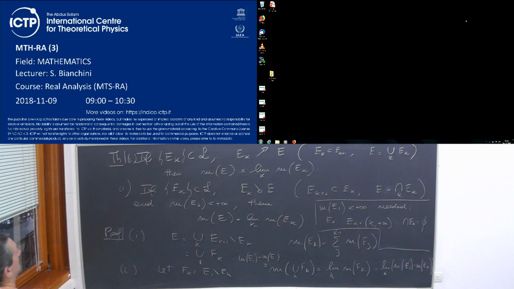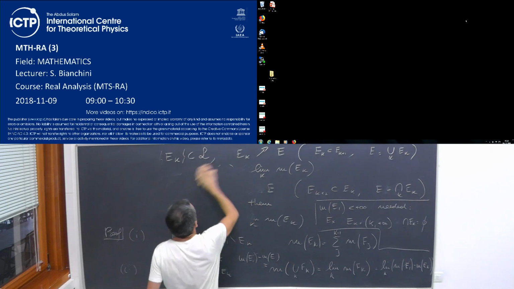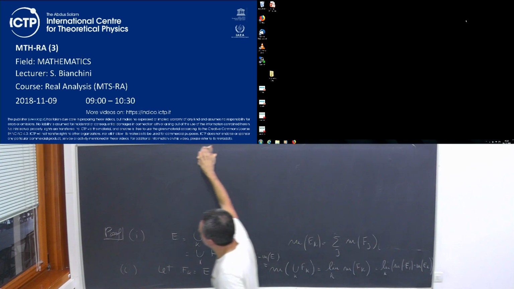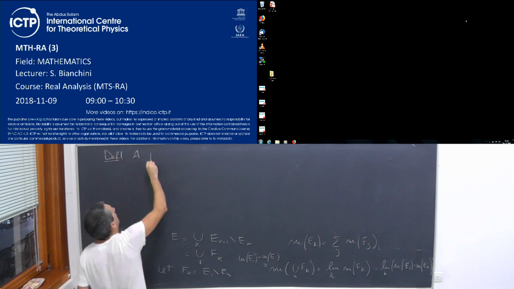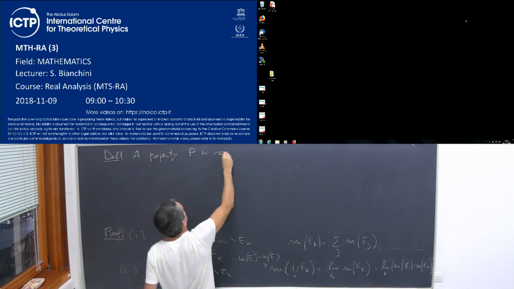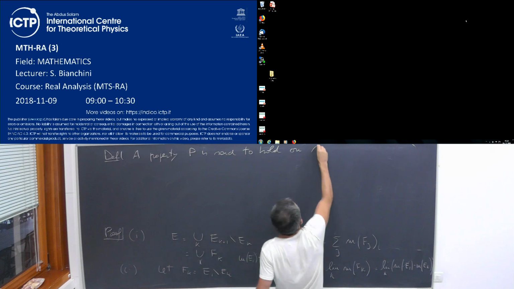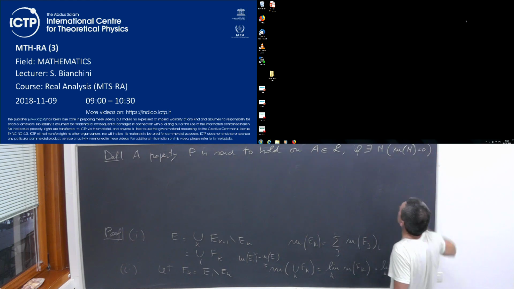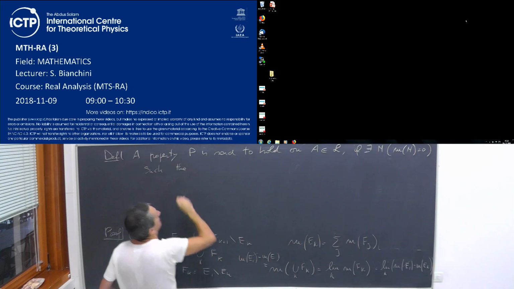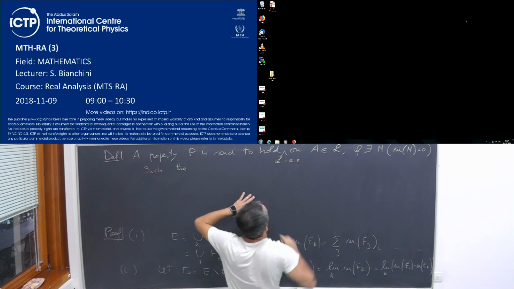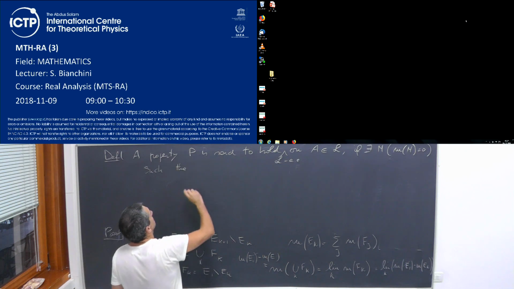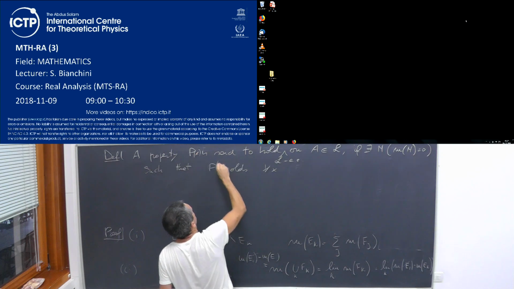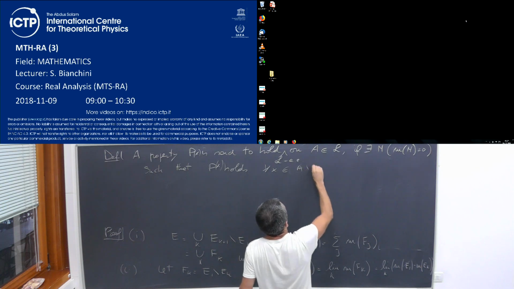Okay, now let's go a little bit with another notation, which is the following. And this is very common and is why measure theory is very useful. A property P is said to hold Lebesgue almost everywhere on A if there exists a set N with the measure of N equal to 0, such that P holds for all x in A minus N.